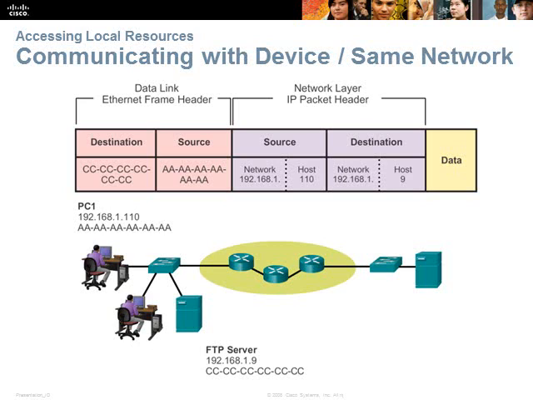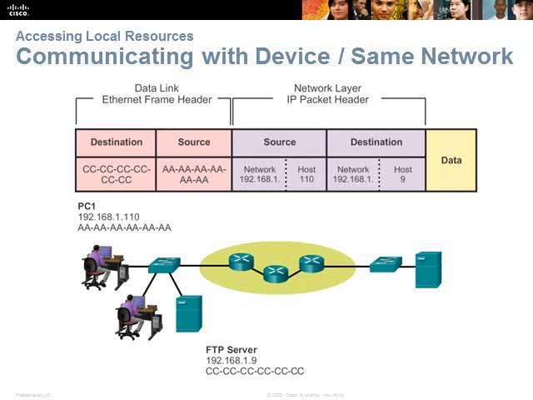Okay, so here we go. We're going to take this little example. In this picture below, PC1 is communicating with the FTP server. You will notice that PC1 has 192.168.1.110 as the IP address, all A's is the MAC address. The FTP server has 192.168.1.9 as the IP address, and all C's as the MAC address. And so PC1 is trying to get some data to the FTP server in this scenario.